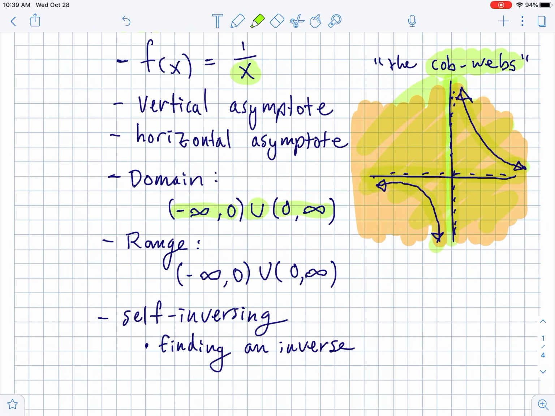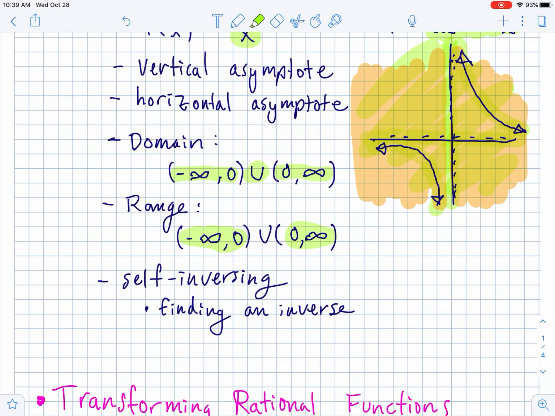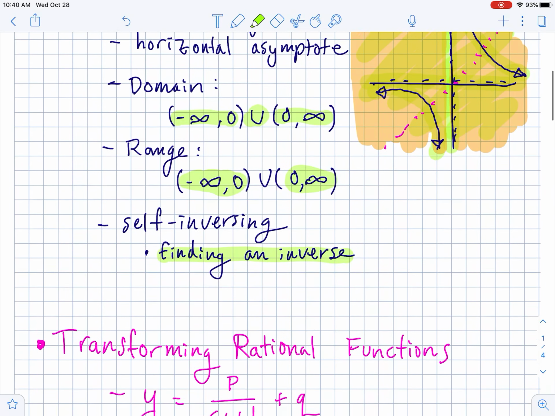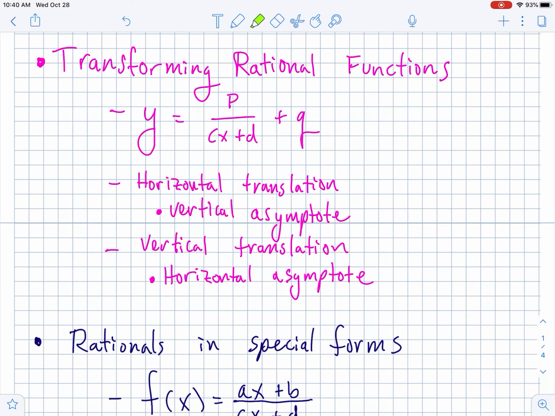Same thing with the range. It comes all the way up from the bottom and then jumps over the x-axis and then continues all the way to the top. So that's going to be negative infinity to 0, unionized with 0 to infinity. Please know that this is a self-inversing function, which means it's its own inverse, because if you fold it over this line right here, the y equals x line, you get the same function again. Know how to find an inverse. I think that came up in our homework.